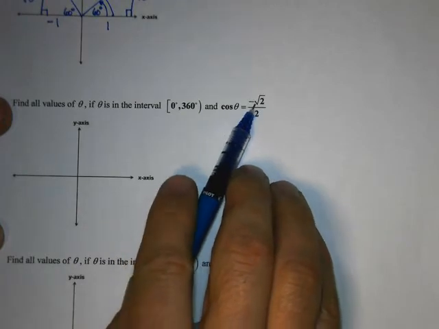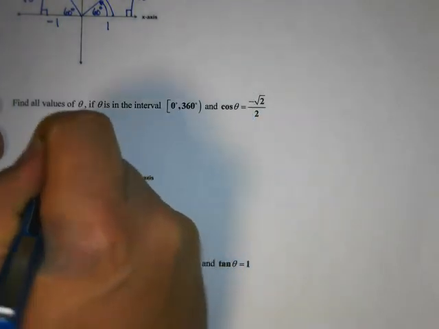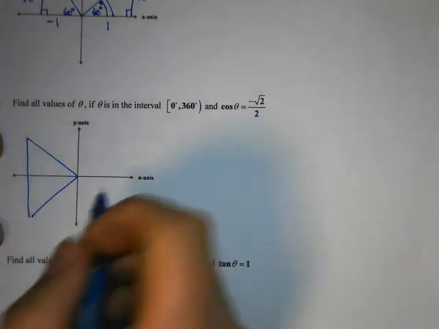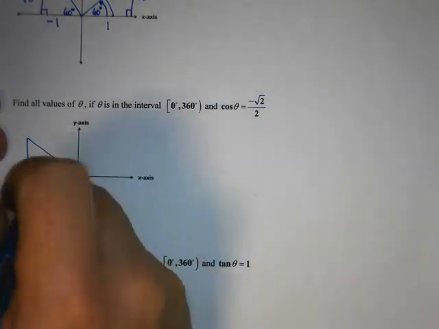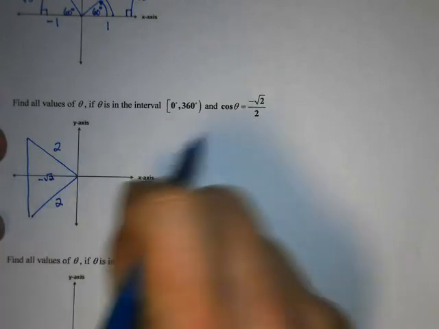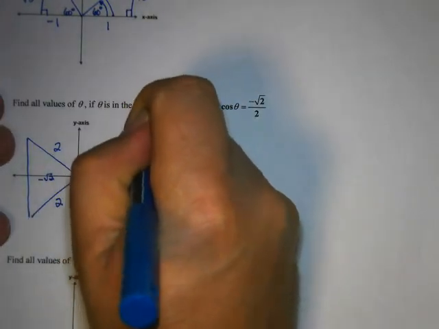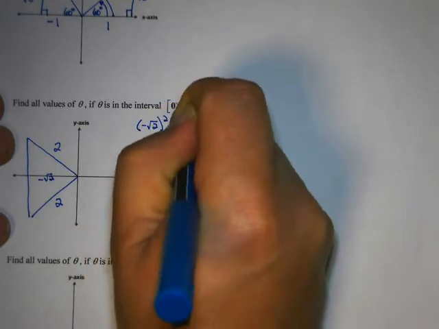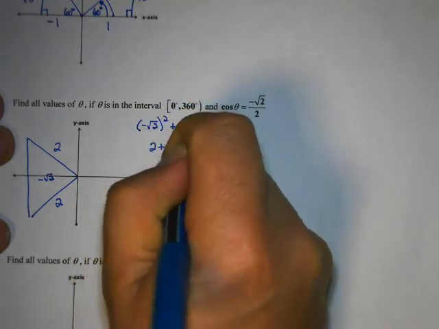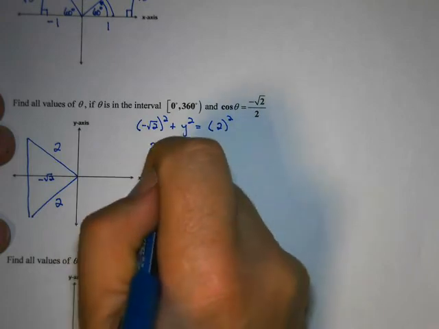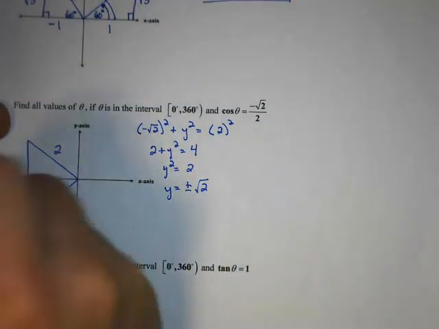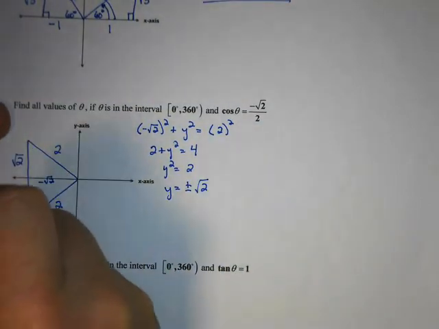Where is cosine theta equal to negative? Well, it's going to be in the second and third quadrant. So as we go through now, cosine is adjacent, negative square root of 2, over hypotenuse 2. Now this one may not look nice, but if we solve this, negative square root of 2 squared plus y squared equals r squared. So this is 2 plus y squared equals 4. This is y squared equals 2. Y equals plus or minus the square root of 2. Since we're going up, it's positive square root of 2, and negative square root of 2.